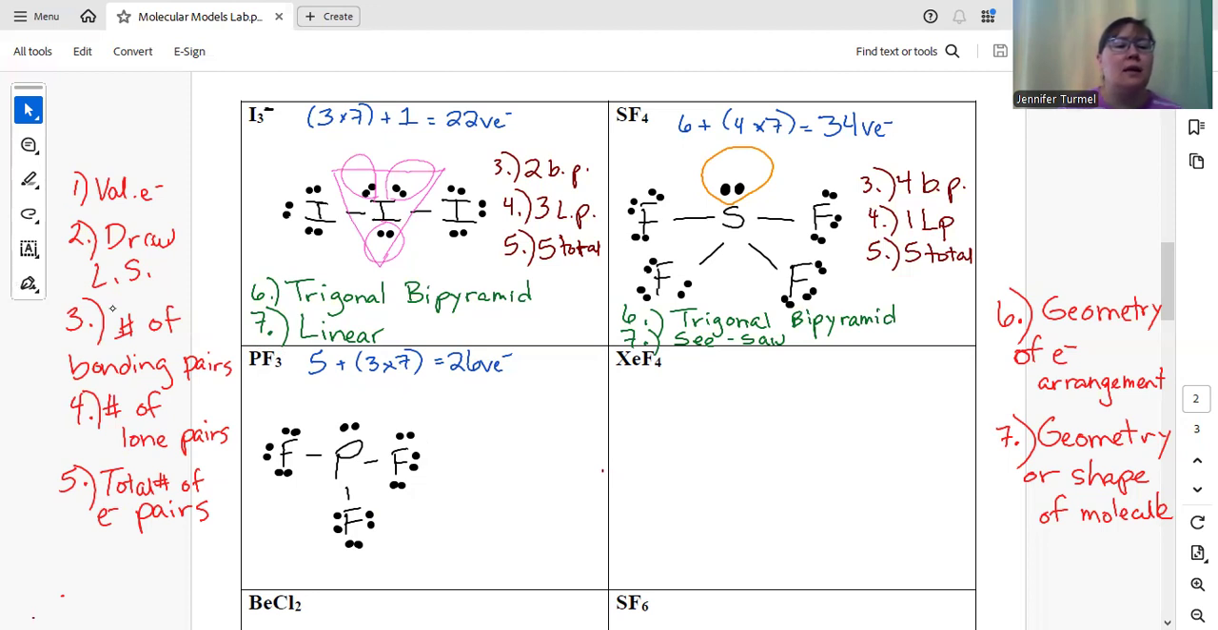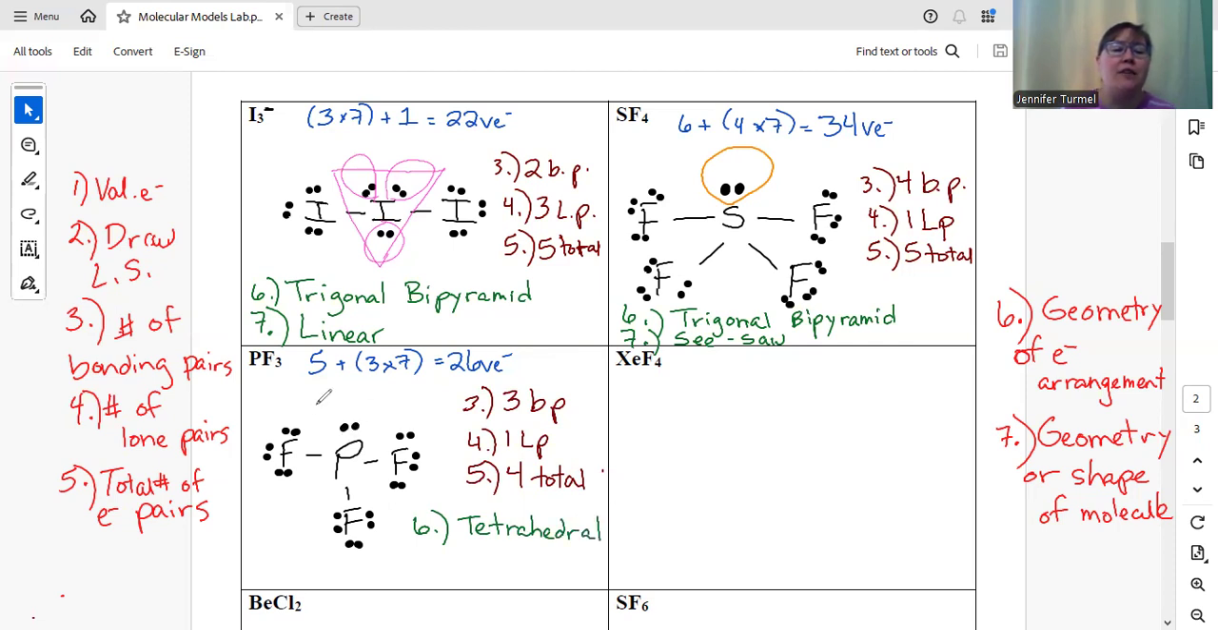And switch things around there. Okay, so now we take a look at this and we say, okay, well, our 3 here is that we have 3 bonding pairs. And number 4 tells us that we have 1 lone pair. And number 5 means that we have 4 total pairs. And 4 total pairs means that we are back to a tetrahedral electron arrangement.